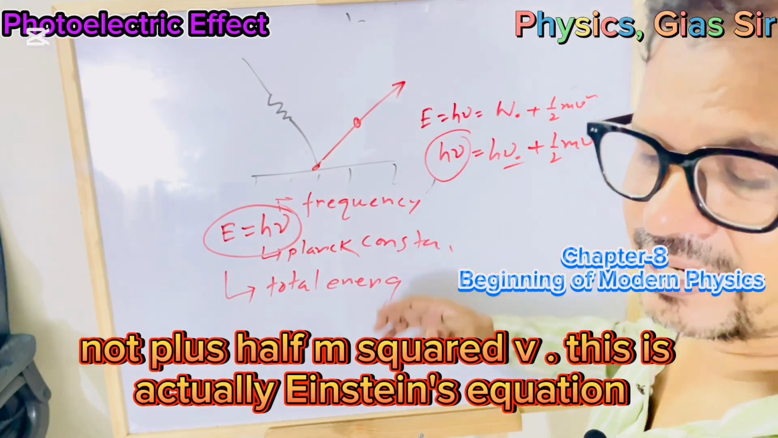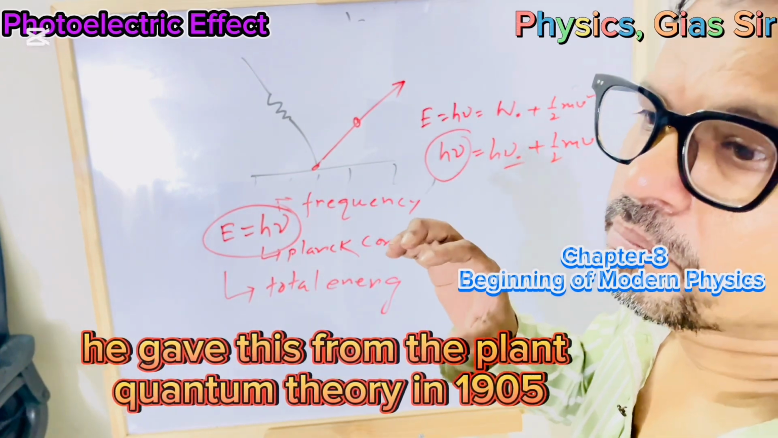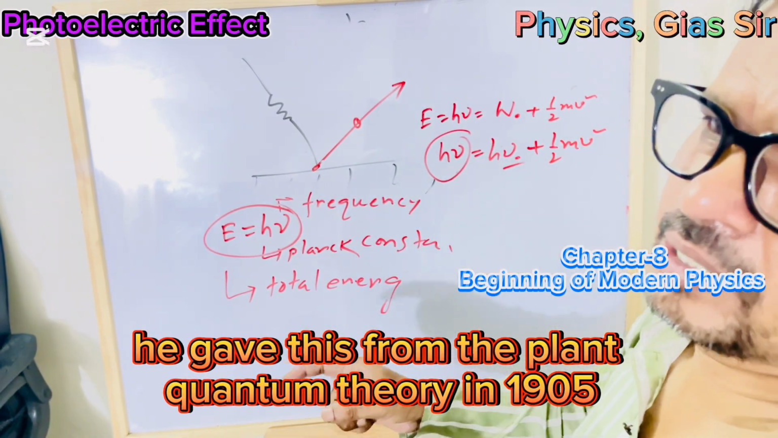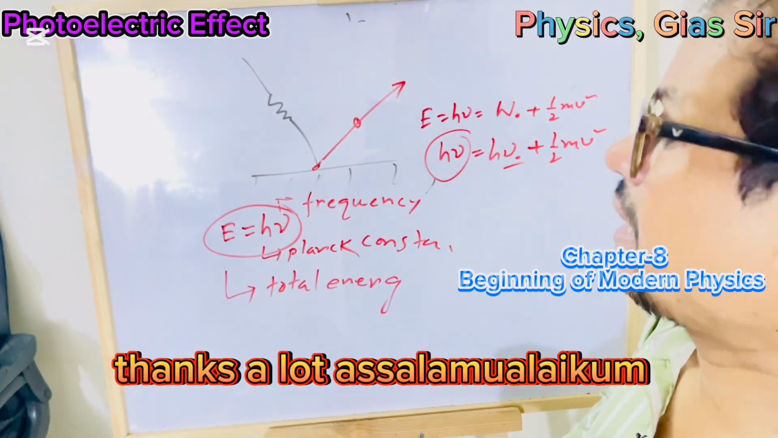This is Einstein's equation. He gave this from Planck's quantum theory in 1905.